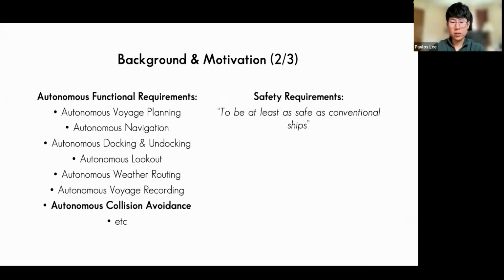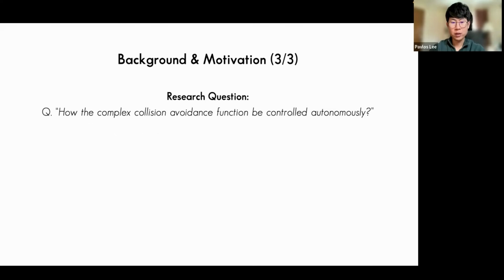From the autonomous functions mentioned, collision avoidance is expected to be one of the most complex and challenging ones. Thus, a research question is proposed: how can the complex collision avoidance problem be controlled autonomously?